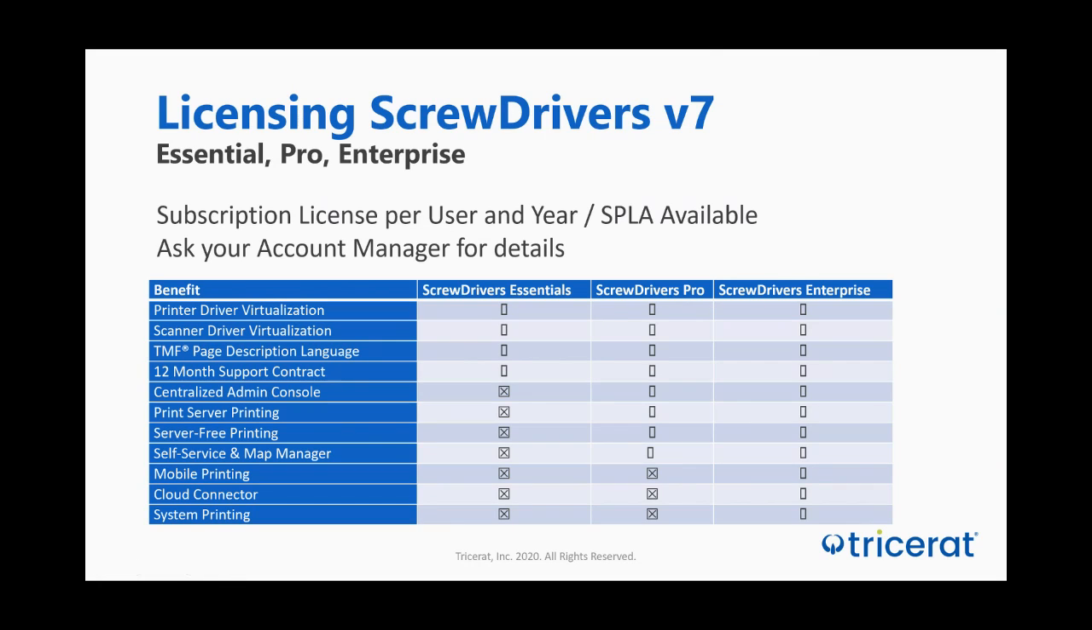Now, licensing. Screwdrivers version 7 is a subscription license per user per year. And there's also a service provider licensing where you pay per concurrent user per month. So that is really easy to get started. You have the three different versions: Screwdrivers Essentials and Screwdrivers Pro, which are the ones that we have shown today. To get mobile printing, the cloud connector, or what's called system printing, you would need the Enterprise edition.